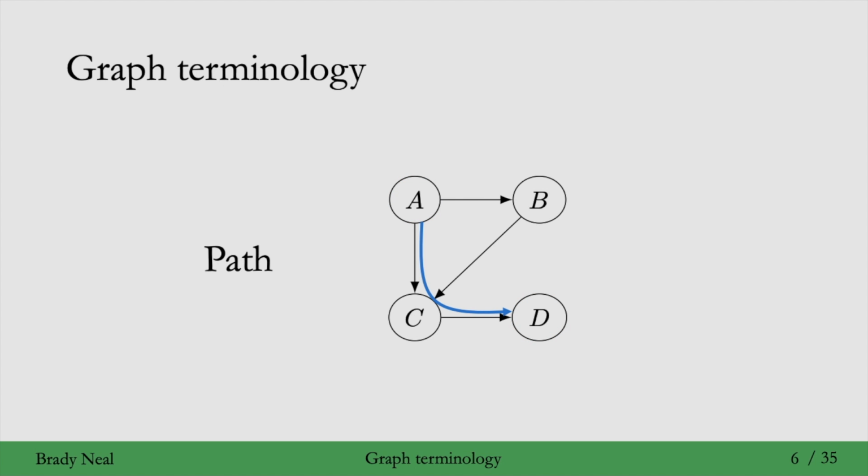We say that there is a path between 2 nodes in a graph if there's a sequence of edges that connect those nodes. So A to C to D is one path, but it can also be A to C to B. Paths don't need to go in the direction of the edges. Both of those are examples of paths, but then there are directed paths, which do need to go in the direction of the edges. So A to C to B is not a directed path, whereas A to C to D is a directed path because it follows only directed edges.